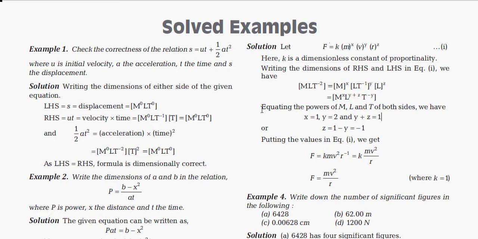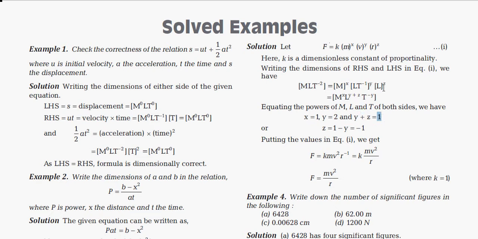Got it? Now the last step is equating the terms. So M raised to power 1 is there on the LHS. Here we have M raised to power x. On equating we'll get x is equal to 1, because M raised to power 1 was there. In the same way, for L, on the LHS again it's L raised to power 1, and on the RHS we have y plus z. So the equation will become y plus z is equal to 1.